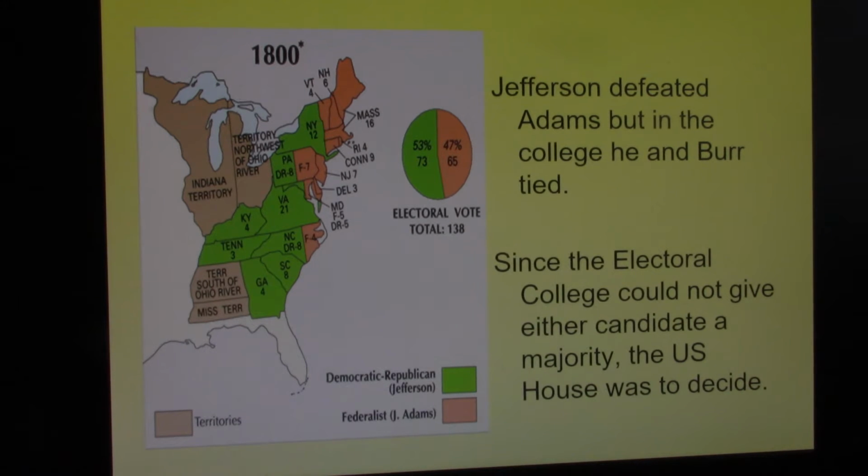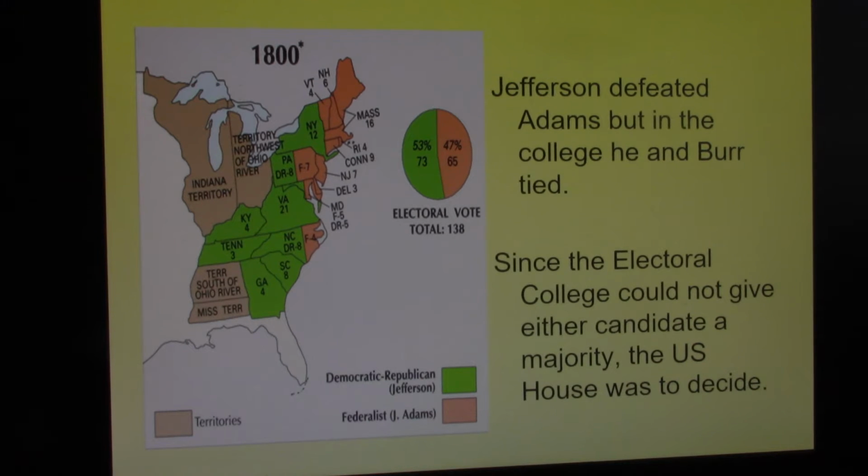But there's a problem. When the electoral college members went to vote, each member was given two pieces of paper. One for who he wanted for vice president, and one for who he wanted for president. The problem is they put them in the same box. Now, since they were counted out of the same box, how do we know which vote is for president and which vote is for vice president? So in 1800, we have a tie. We have a tie between Thomas Jefferson and Aaron Burr.